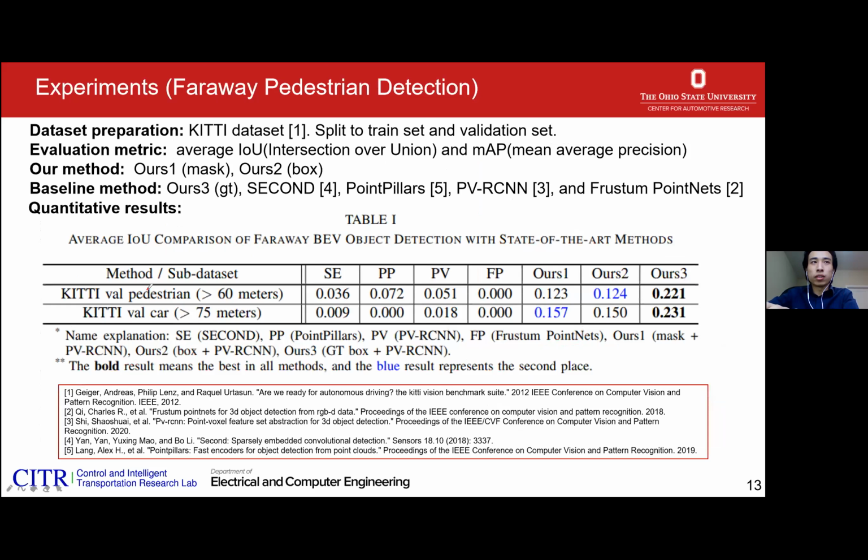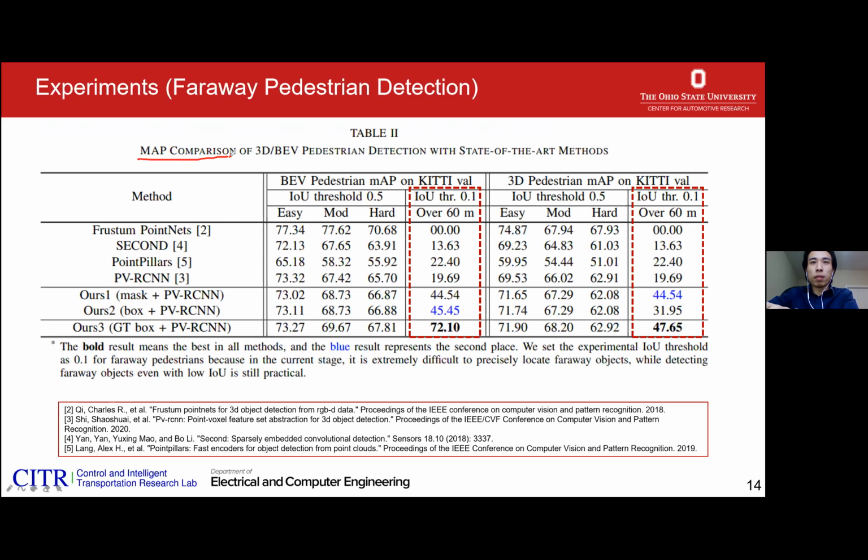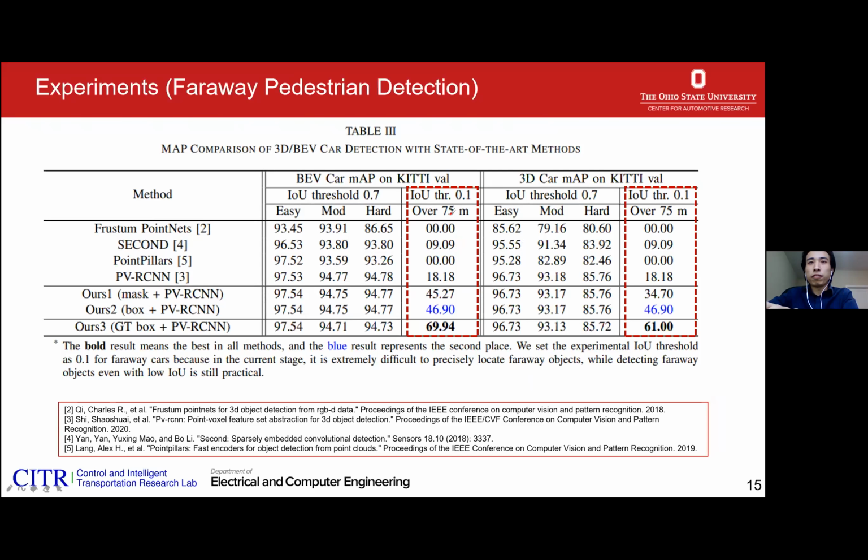There are some quantitative results. First, let's see the average IOU comparison. Our method outperforms other state-of-the-art methods for detecting faraway pedestrians and faraway cars with a higher average IOU. And none of the methods, except for ours, can achieve an average IOU of 0.1. And for mean average precision comparison, let's focus on the pedestrian over 16 meters here. Our method outperforms other state-of-the-art methods by a big margin. And we also test for car over 75 meters, and our method outperforms other state-of-the-art methods by a big margin.